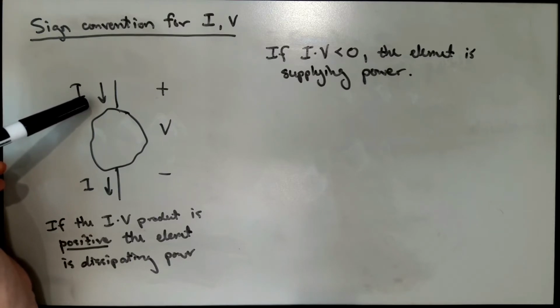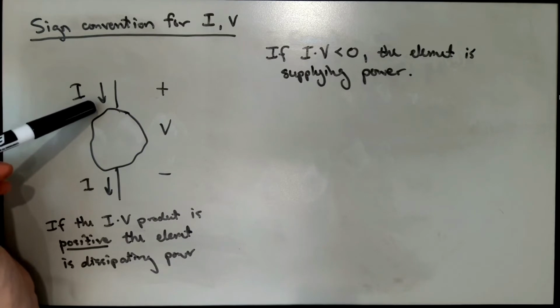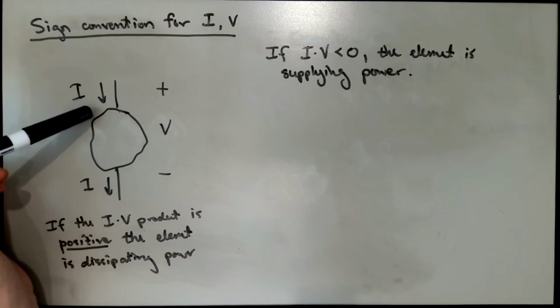If we were to take something like a battery that's hooked up to a resistor, we would find that the current is flowing out of the positive terminal of the battery into the resistor and then back around to the negative terminal of the battery. And so the current in this sign convention would be negative, and so the product of I times V would be negative, and the battery would be supplying power to the resistor, which would be dissipating it.